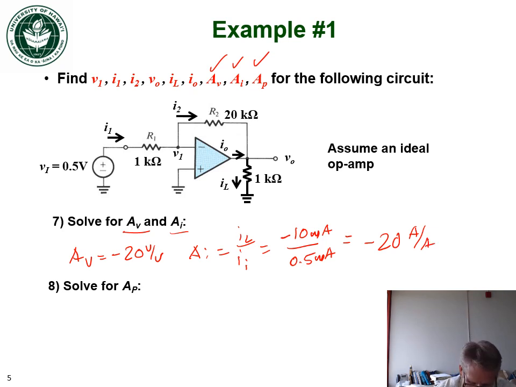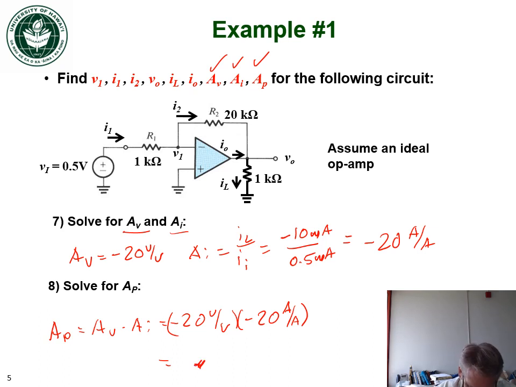Now we can solve for the power gain. We can say the power gain is equal to the voltage gain times the current gain, which would be minus 20 volts per volt times minus 20 amps per amp, which would equal 400 watts per watt.